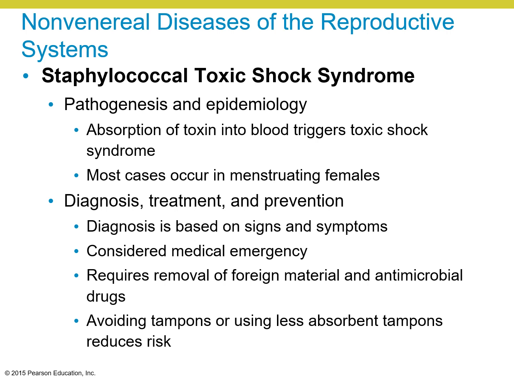When it comes to emergency, the disease is considered a medical emergency. This is because it can move up to infect other compartments of the urinary tract and reproductive system. For the treatment itself, it requires removal of the foreign material, and antimicrobial drugs are provided. As part of the prevention, avoiding tampons or using less absorbent tampons can reduce the risk of infection.